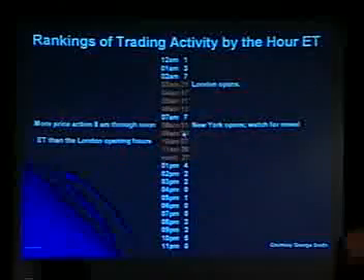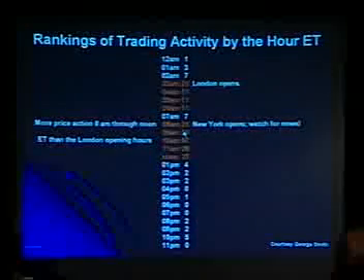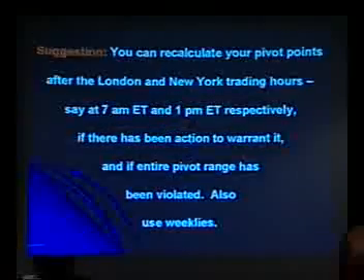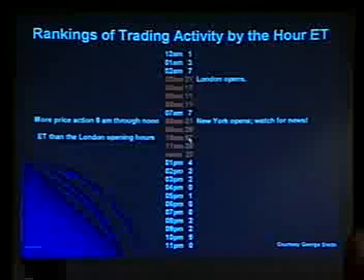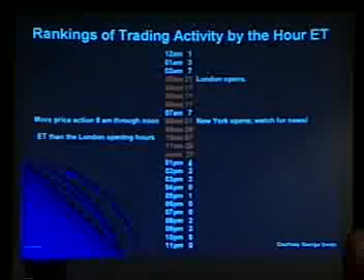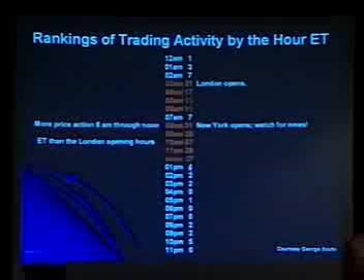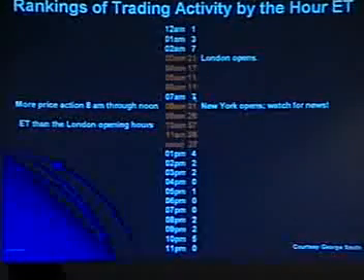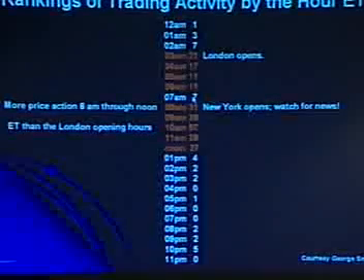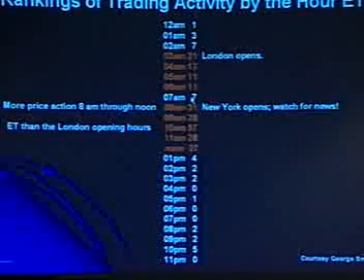And based on that information, Jeff and I got into a discussion at coffee break. You can recalculate your pivots at, say, 7 a.m. and 1 p.m. Eastern Time. And the reason I suggest you do that, or you can do that, is you can recalculate your pivots here and here. That doesn't mean to say the pivots you calculated at midnight are no good. It just means to say that if you were to recalculate the pivots here or here, you have a better set of numbers to work with in anticipation of the next session, okay? But you don't have to do it. You can still work with the numbers from midnight.